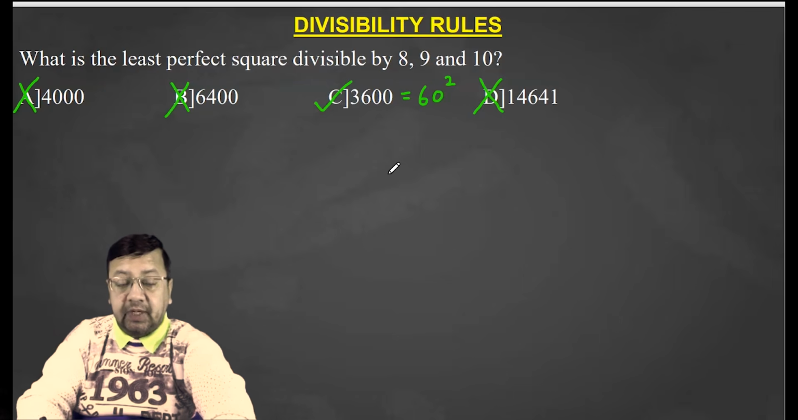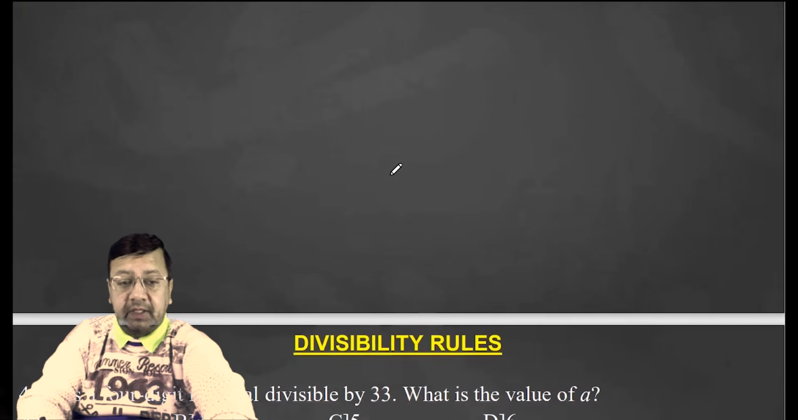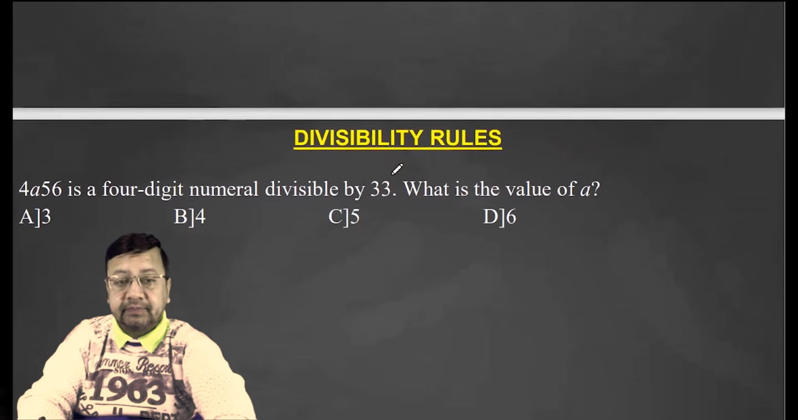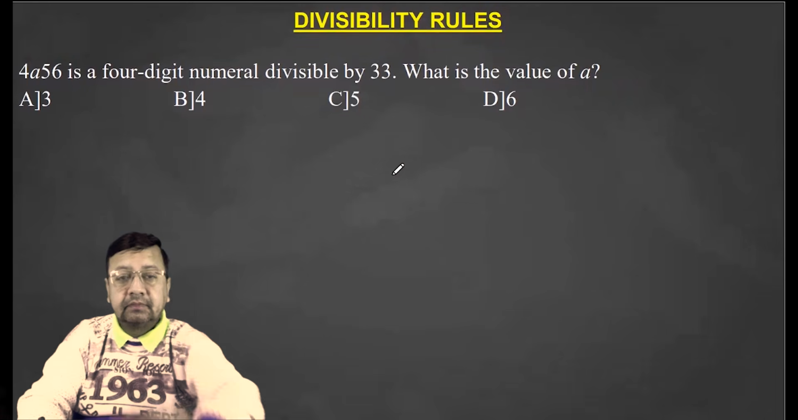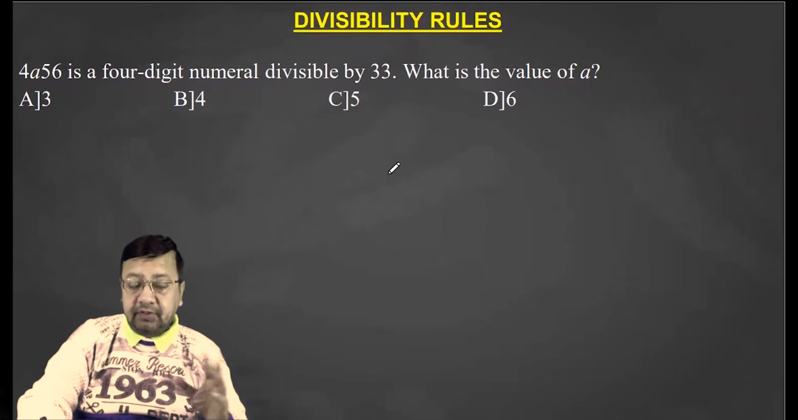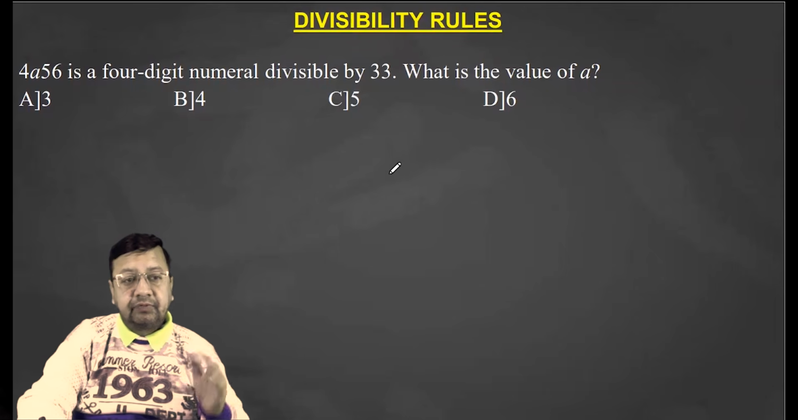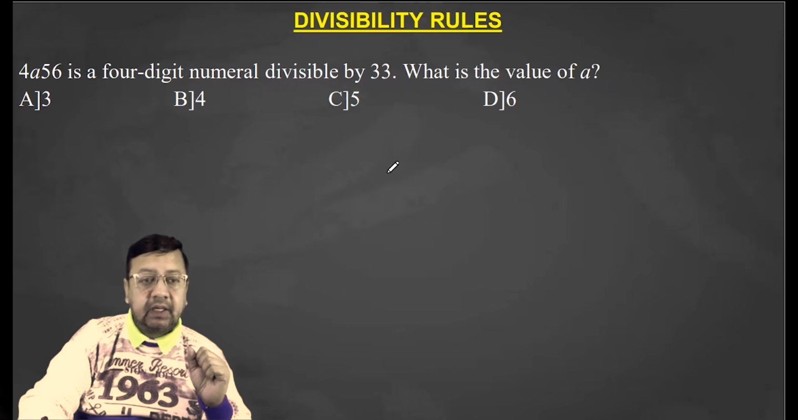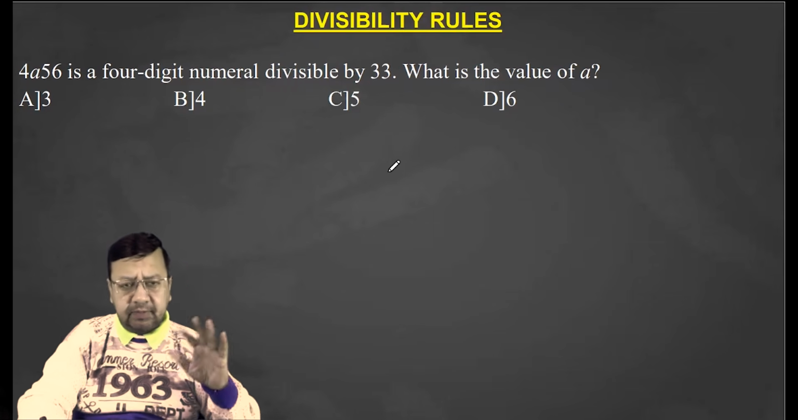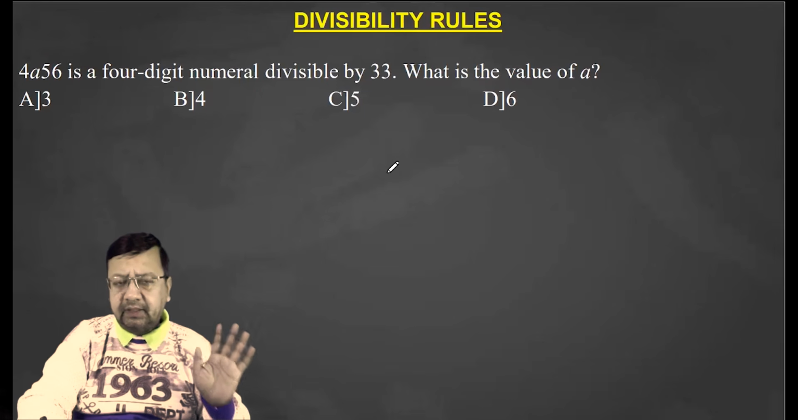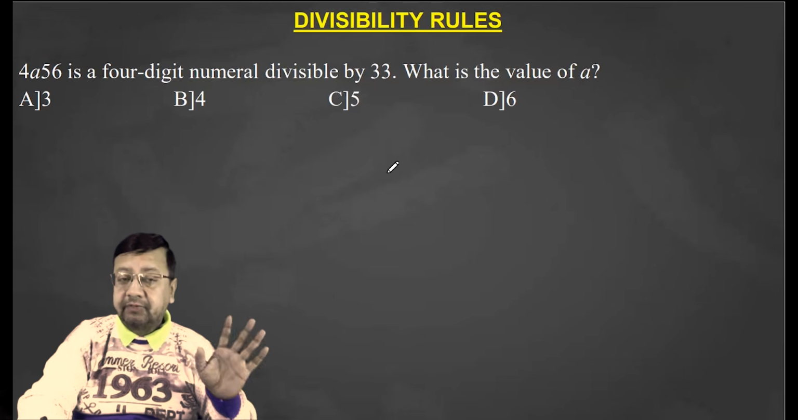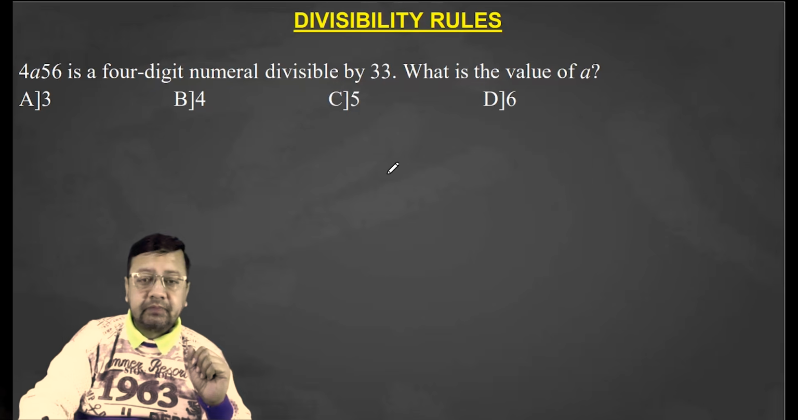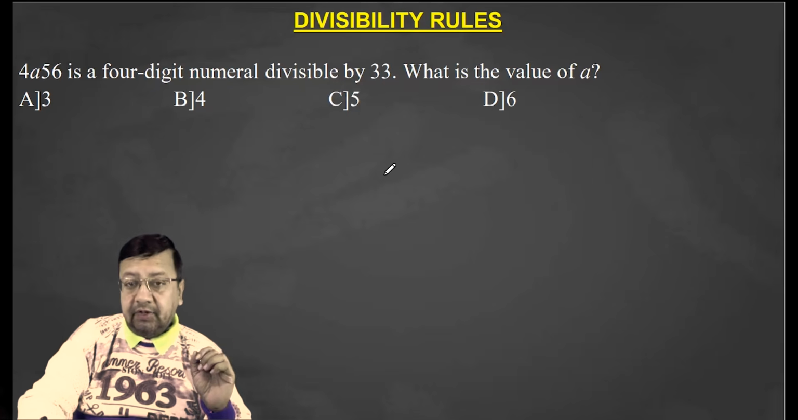So I suppose you are getting the logic here. Now coming up to the next one. Yes, so just go with this next one. It is 4A56. This is a 4-digit number, and it is perfectly divisible by 33. The question is telling us that this is perfectly divisible by 33. What is the value of A?